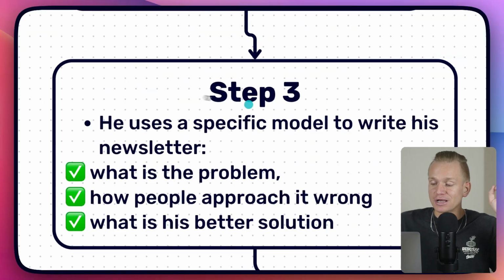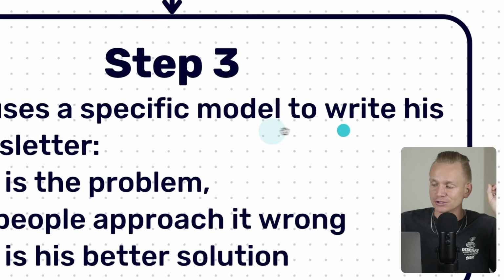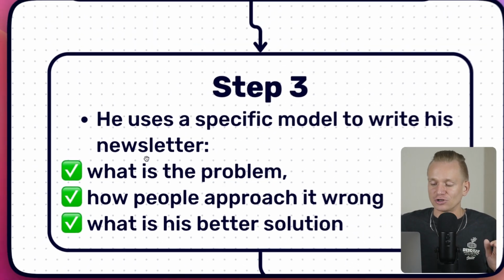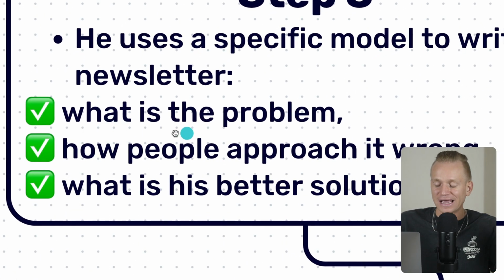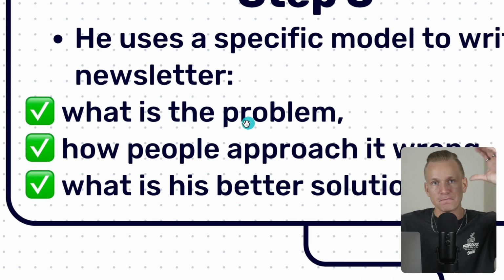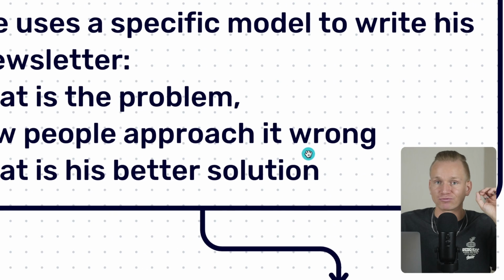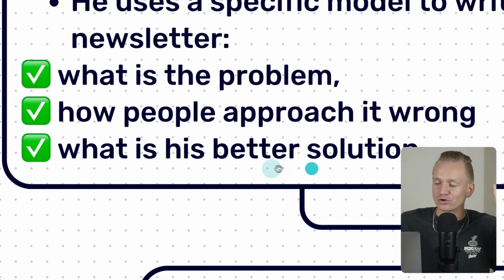Step number three, and this is very important, is that he uses a specific model to write his newsletter. And this is not just for the newsletter, it's for his tweets and all of that, and I'll get into that in just a second. But basically for his newsletter, he starts with what the problem is, that is the main first thing, then how people are approaching it wrong, so basically having a contradictory point of view compared to everyone else, and then what his better solution is.